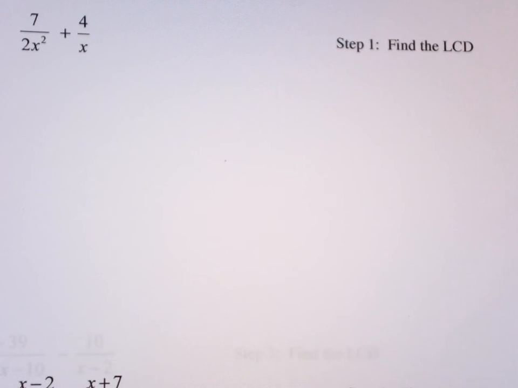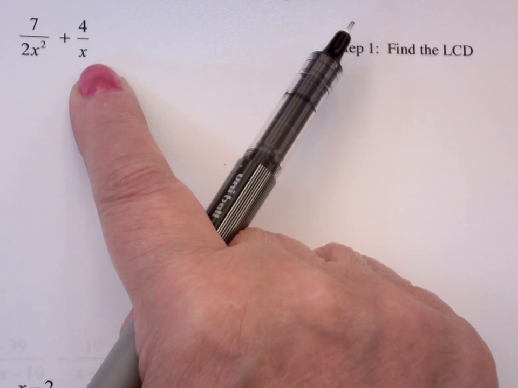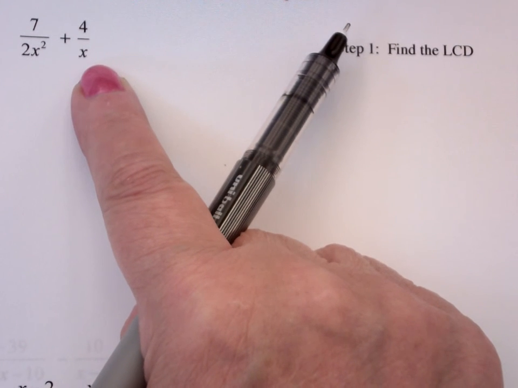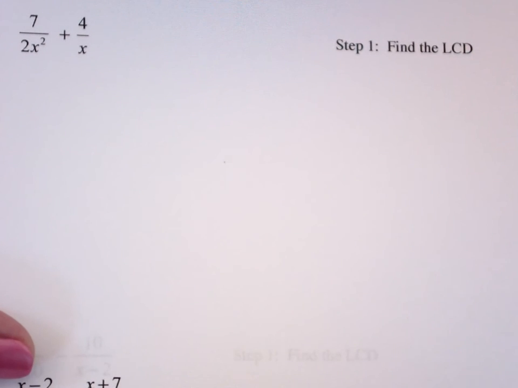Now, I notice that these two denominators aren't the same, so I can't add them directly. I'm not counting the same thing, and that's what the issue is. So the first thing I need to do is to find the LCD.